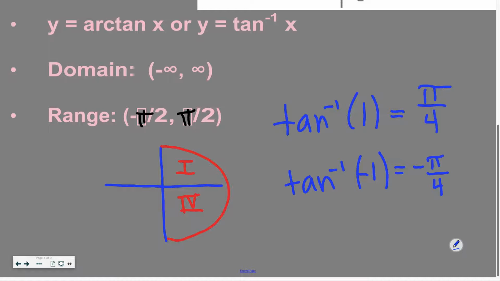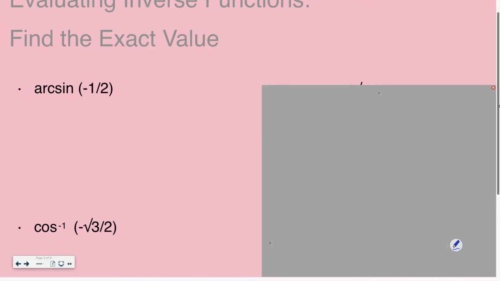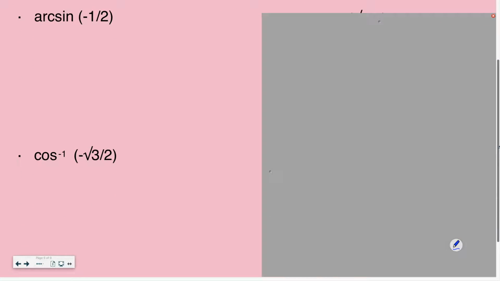So we're going to try some examples here. Here are our first two. Go ahead and write both of them down.